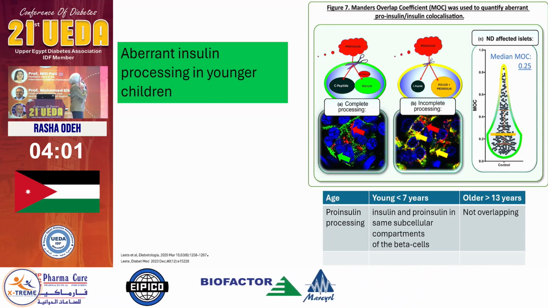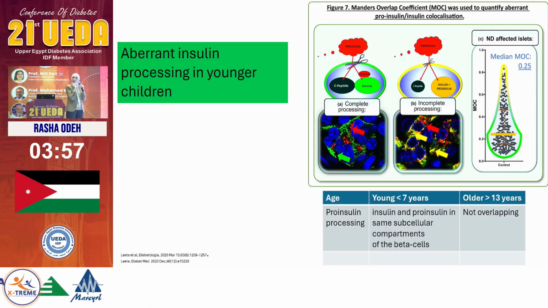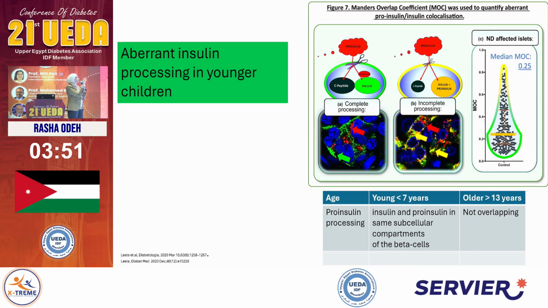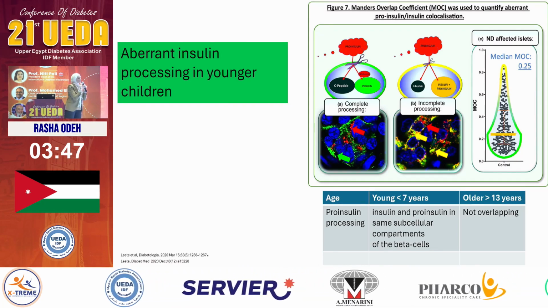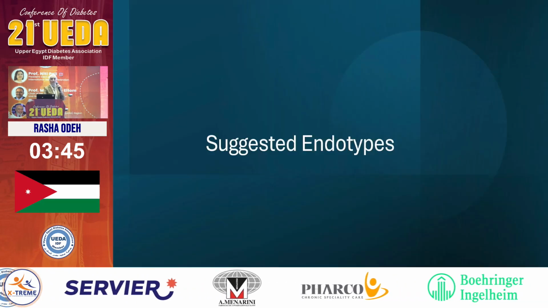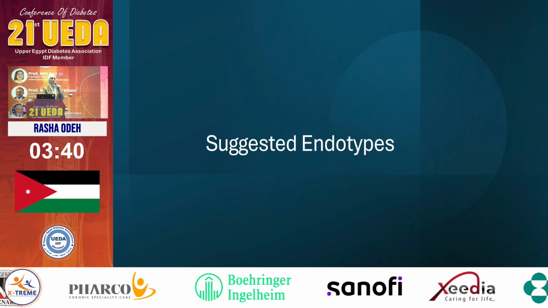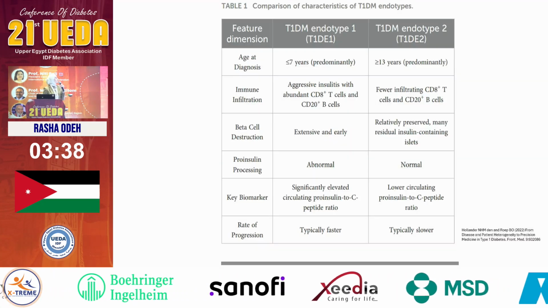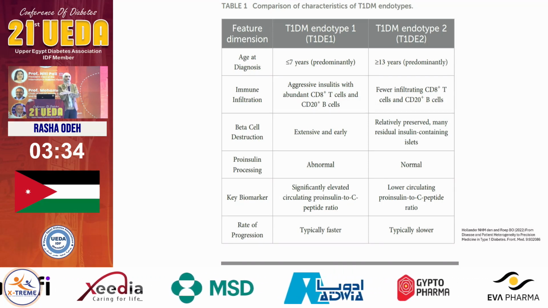But if you have a problem in this process of proinsulin processing, you have these two molecules in the same place. So this is what we call aberrant insulin processing, and that's why this kind of differences gave rise to the suggested endotypes. That is, these are only two suggestions. There are many other suggestions.